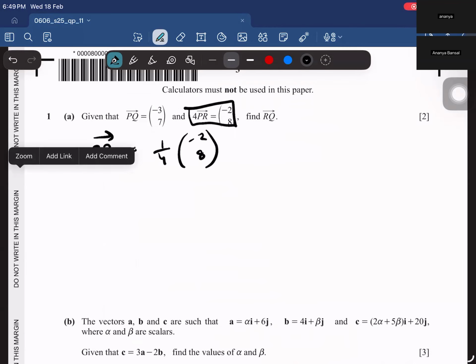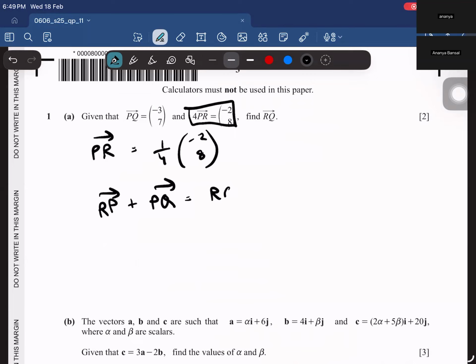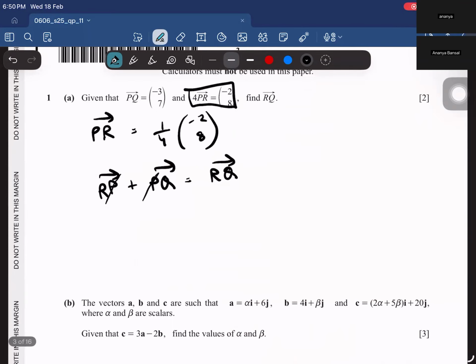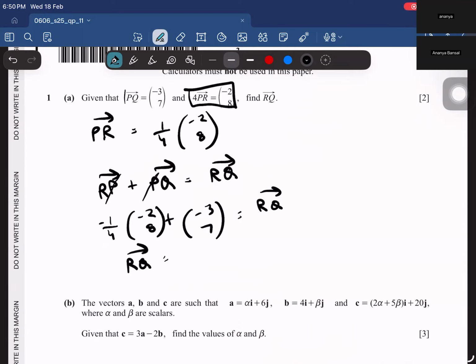And to find RQ, we know that if we do RP plus PQ, it will give us RQ. I obtained this by rewriting the vectors that are given to me, so I can cancel out the P's to get RQ. To get RP, we can do -1/4 times (-2, 8), plus (-3, 7) as given in the question, and this will be RQ. So the vector RQ equals (-2.5, 5).